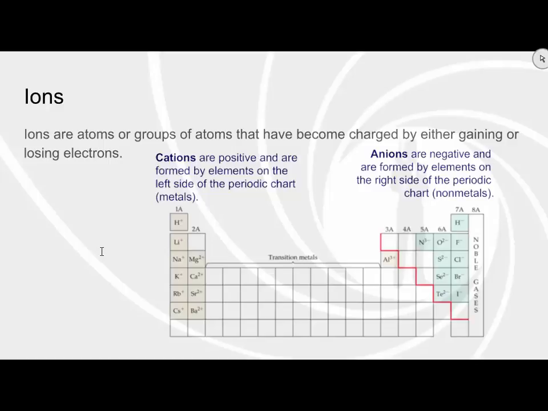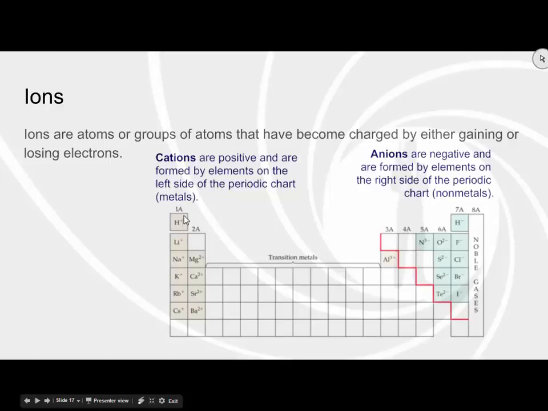Cations are going to be positive ions, things that have lost electrons. If you've lost negative charges, you become positive. The way I remember it is cats have paws, so cations are positive. And they're usually found on the left side of our periodic table, so our metals tend to be cations.